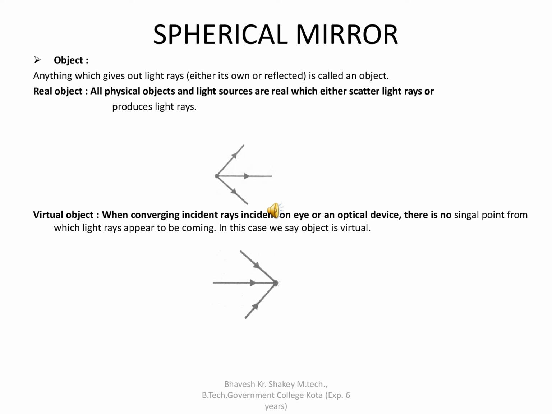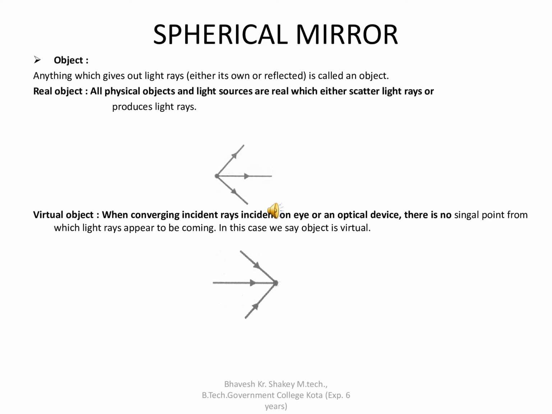Now we go to the second type, a virtual object. So what is a virtual object? You can see a diagram. There is a difference between these two diagrams. In the first diagram the rays are coming out from a point source. In the second diagram the rays are converging on a single point. By this we can differentiate the real object and a virtual object.